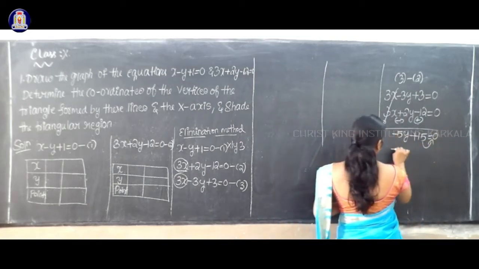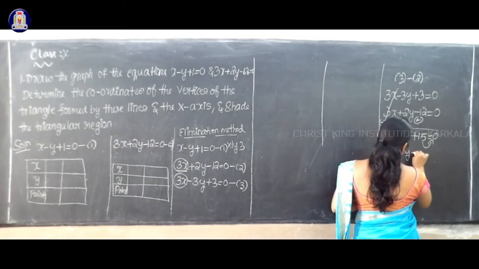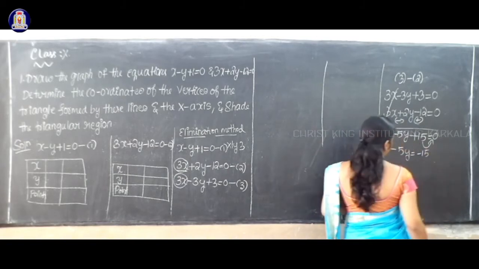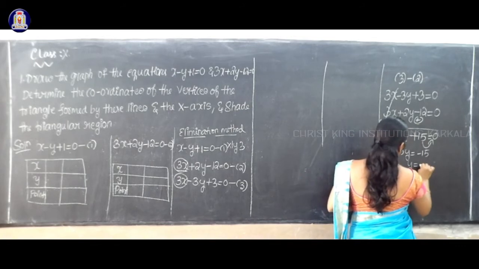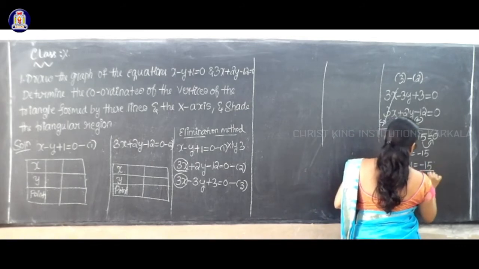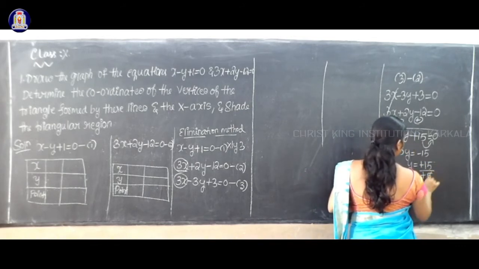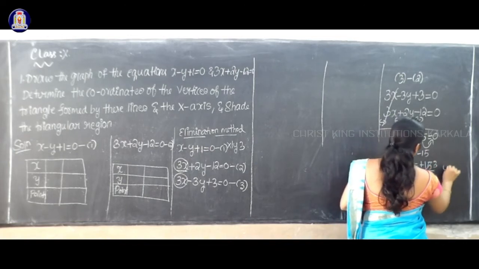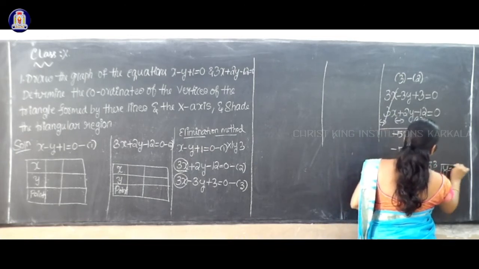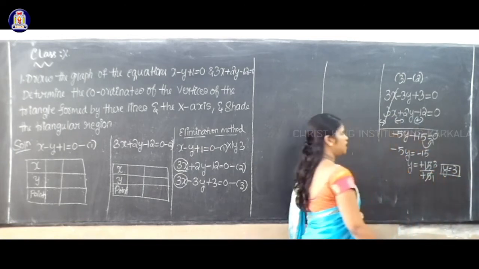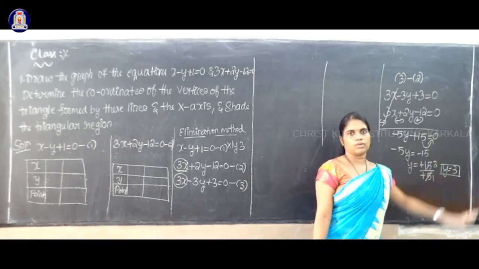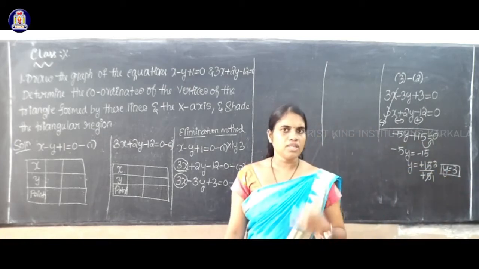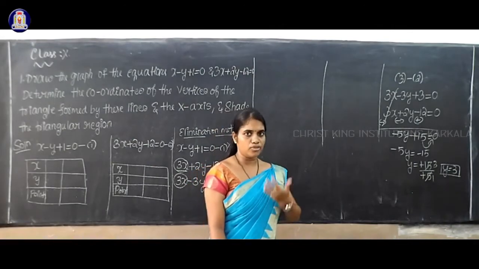So then you will get minus 5y equal to minus 15. So y is equal to minus 15 by minus 5. Minus and minus will cancel, so you will get 3. Therefore the value of y is equal to 3. Now it remains to calculate the value of x.